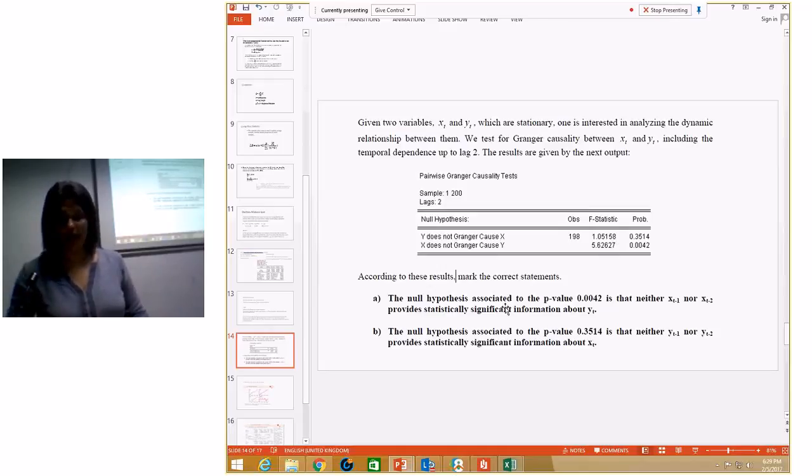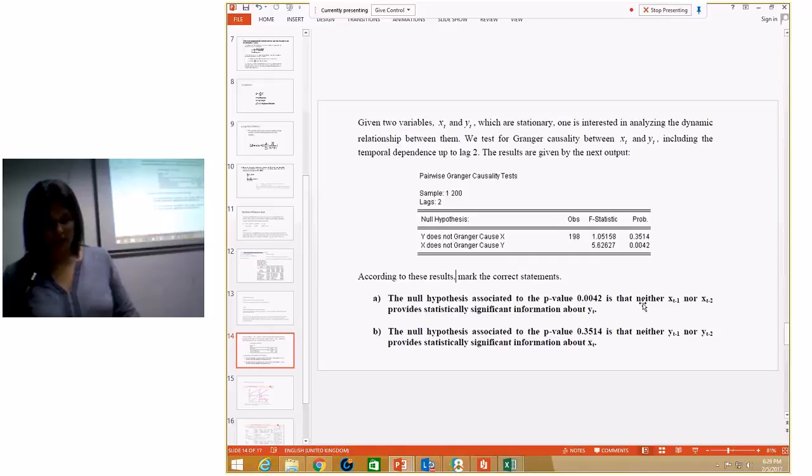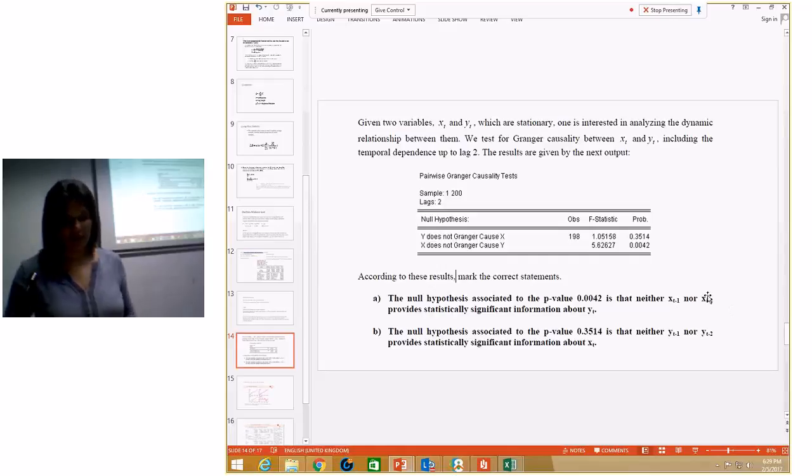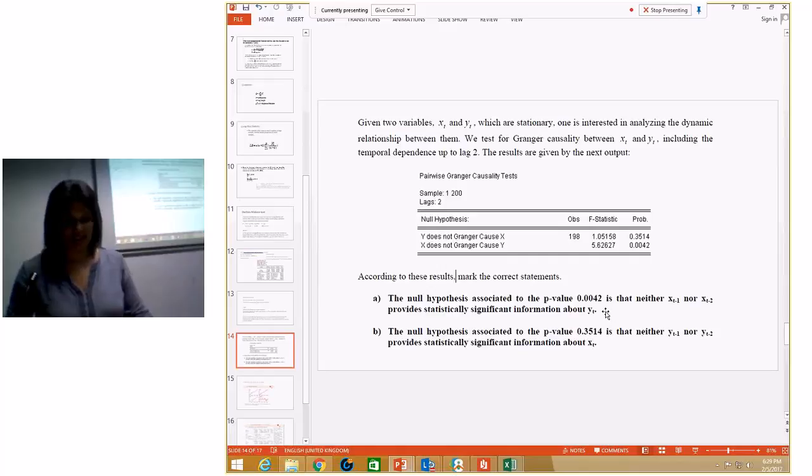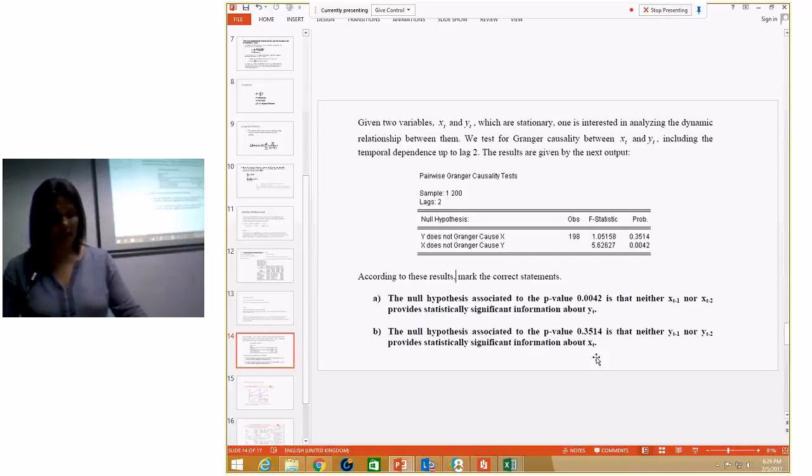The null hypothesis associated with the probability value 0.0042 is that neither XT minus 1 nor XT minus 2, that means past values, provide significant information about YT. Similarly, the null hypothesis associated with the other probability value is that neither YT nor YT minus 1 provide statistically significant information about XT.